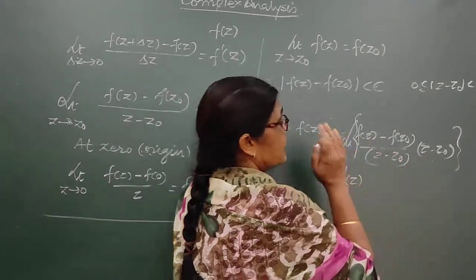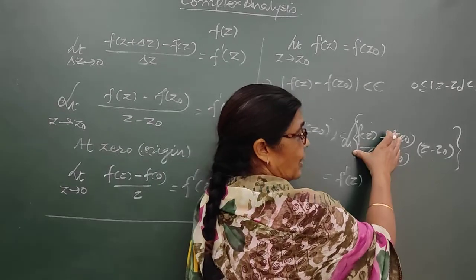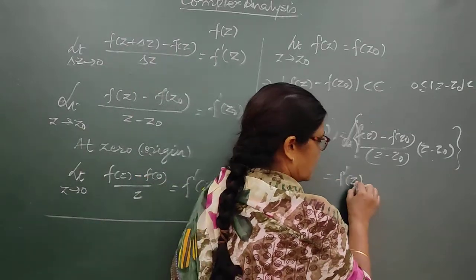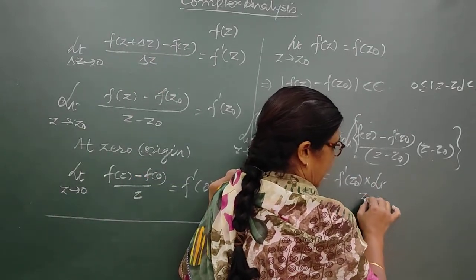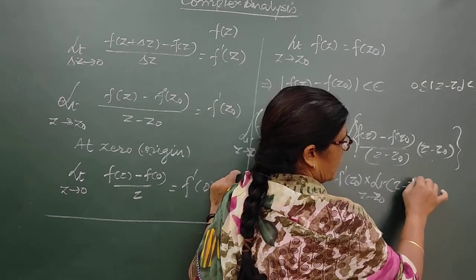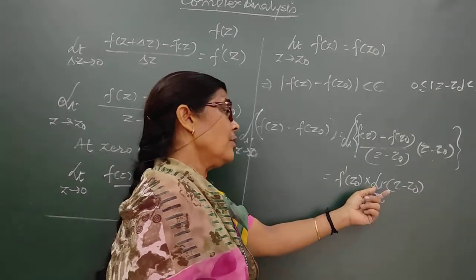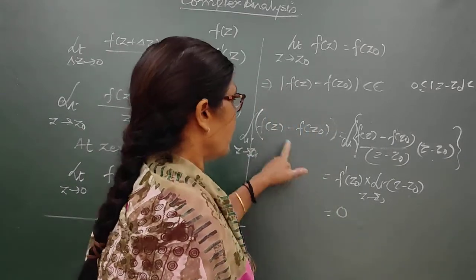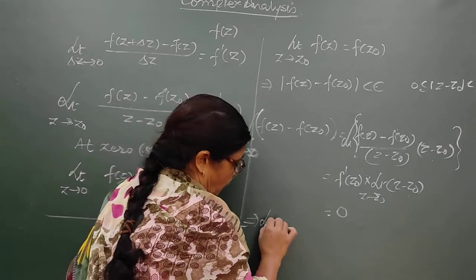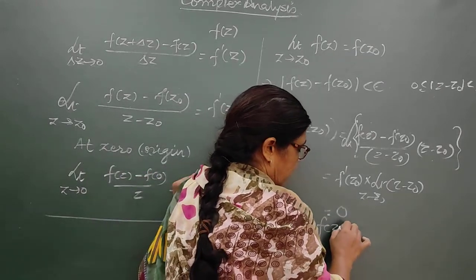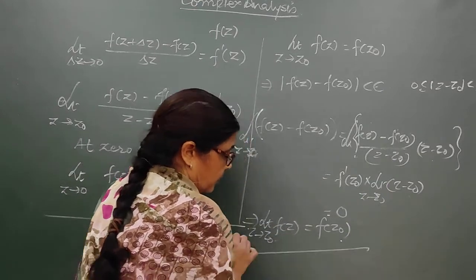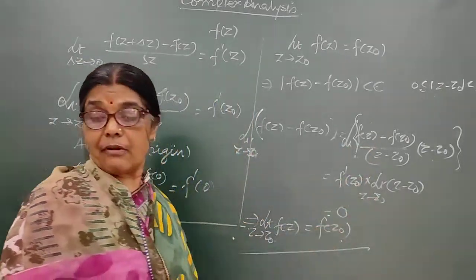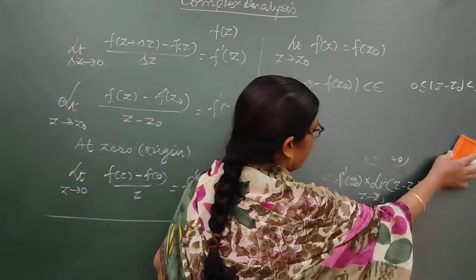Now, as the function is differentiable, the limit of this function exists and is unique. Then by this definition, we write it as f dash z0 times the limit as z tends to z0 of z minus z0. But as z tends to z0, this tends to 0. Therefore the limit value is 0, or this gives us the limit of f(z) equals f(z0) as z tends to z0. The function is a continuous function when the function is a differentiable function, but the converse is not necessarily true.